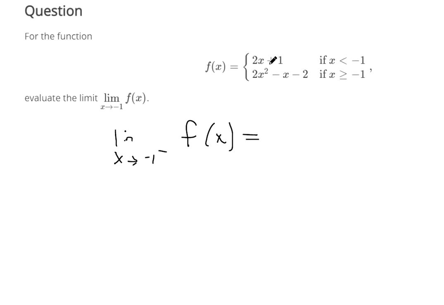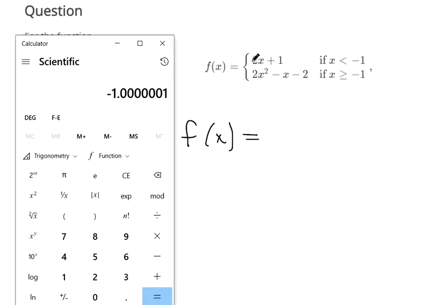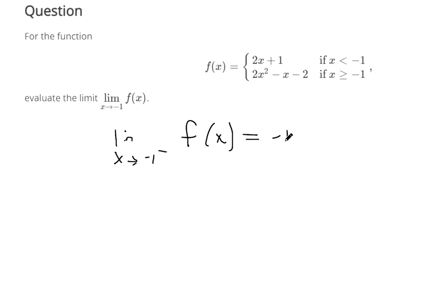So if you want to keep that numerical approach, you want to plug in slightly to the left of negative 1. We're going to multiply that by 2, add 1 to it. So we get negative 1 as we approach x equals negative 1 from the left. And now we want to approach negative 1 from the right. If they're the same, then we can say the limit exists. If these are different, we're going to have to say the limit does not exist.